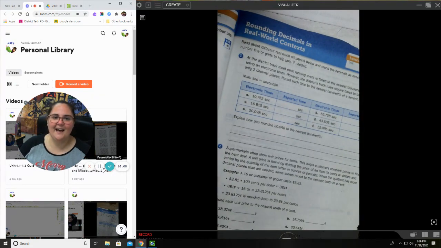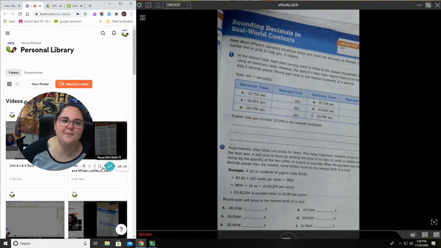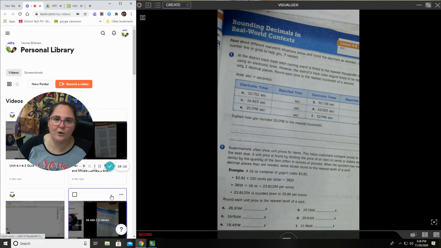I'm excited about the next little part coming up for you, which is going to be how you use this rounding in the real world.